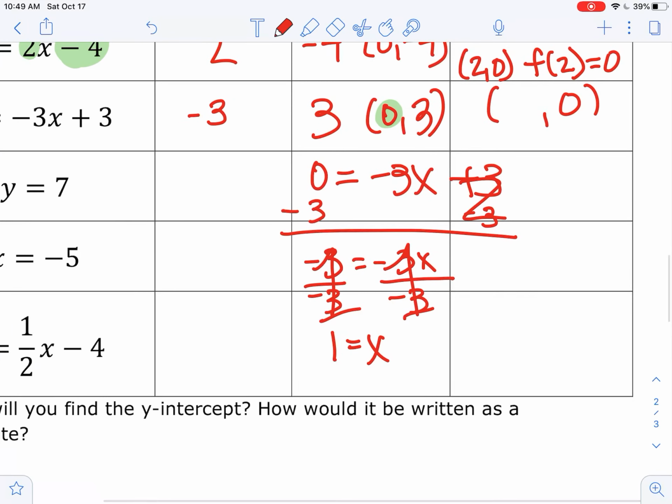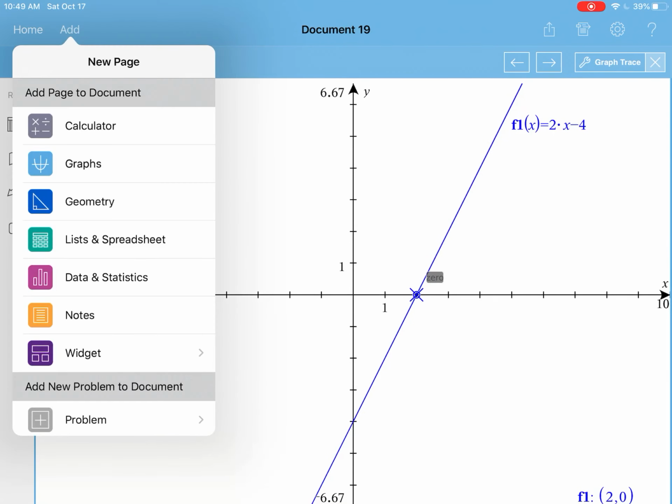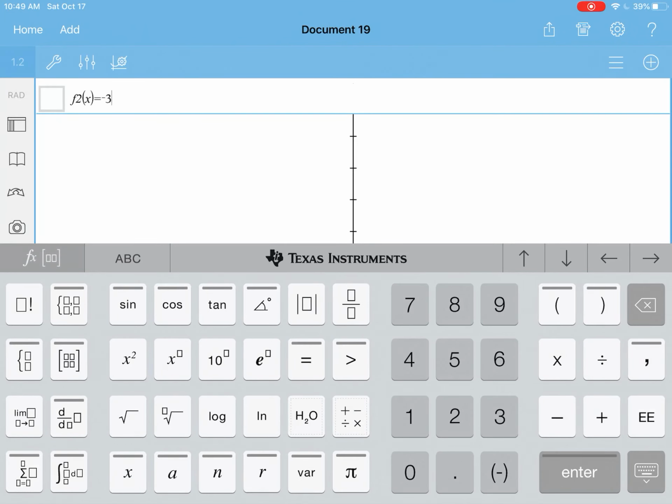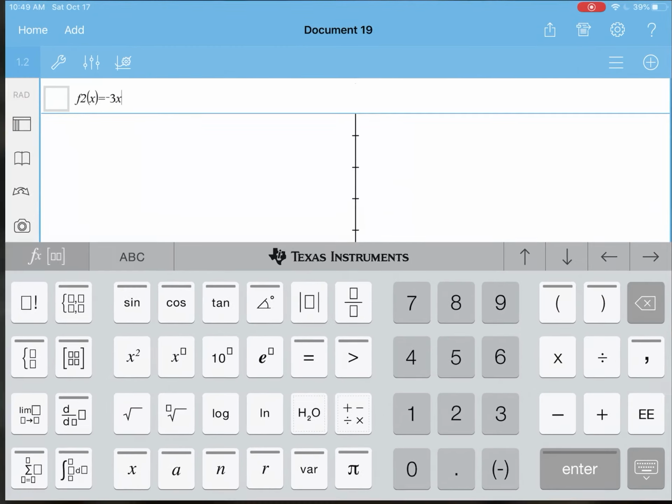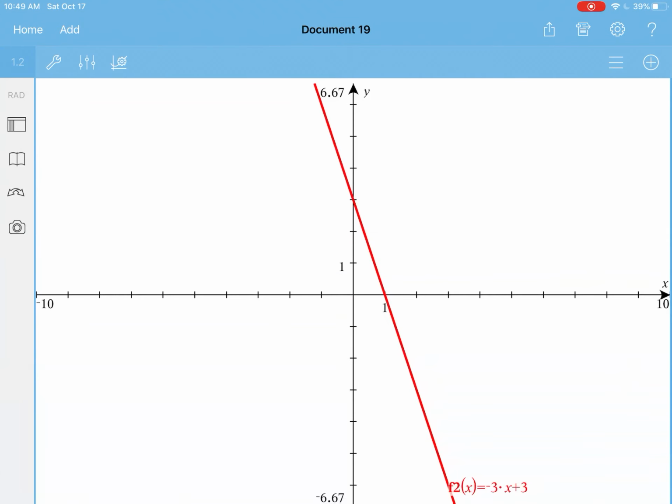So what we could do, without even using our calculator, is take this and plug it in. But let me verify it for you in your calculator. So I'm going to go back to the Inspire. Add a graph. So we have -3x, and then we had our +3. Enter. Okay, let's take a look at it.